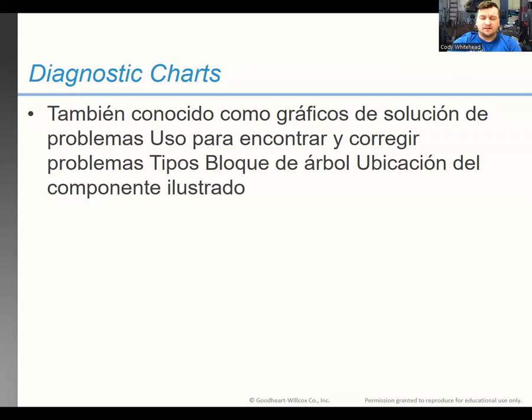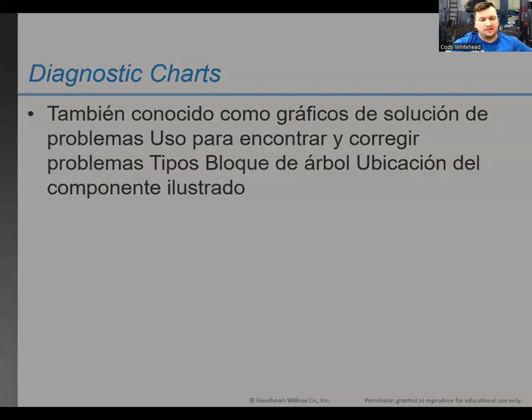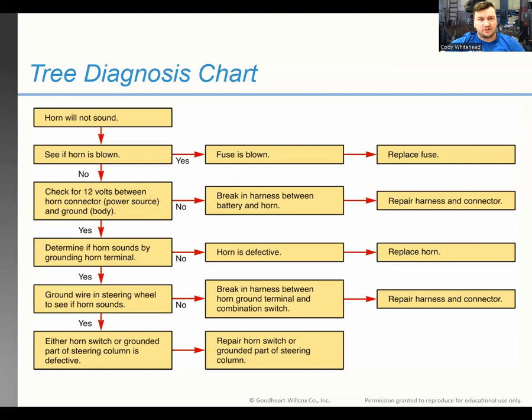All right, diagnostic charts, also known as troubleshooting charts, used for finding and correcting problems. You have a couple of different types. You have a tree, a block, an illustrated, and a component location. So this is an example of a tree. As you can see, it's just a flow chart. That's all this is. It's nothing more than a flow chart.